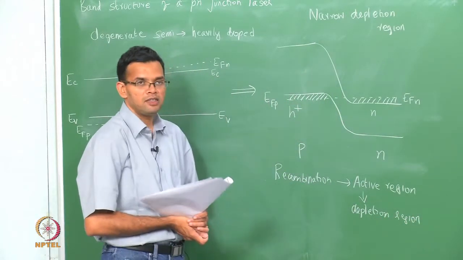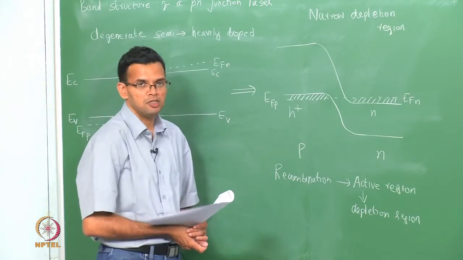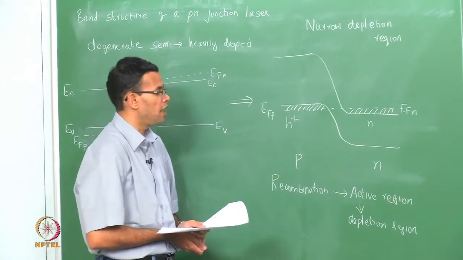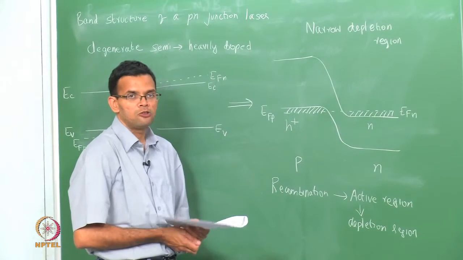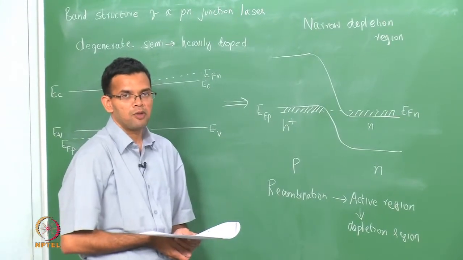We can modify the structure. In this particular case, it is a simple p-n junction based upon the same material. Just like in the case of LEDs, we can use hetero junctions, or we can also go for a double hetero structure. So, let us look at an example of that.